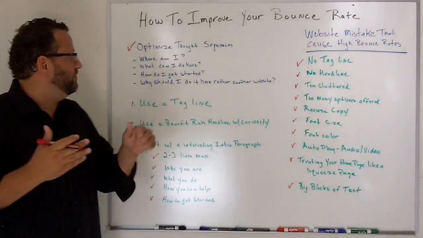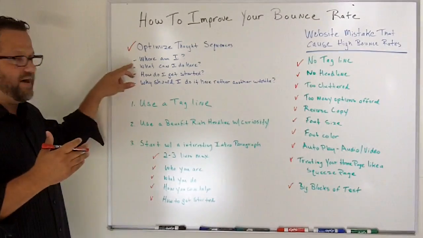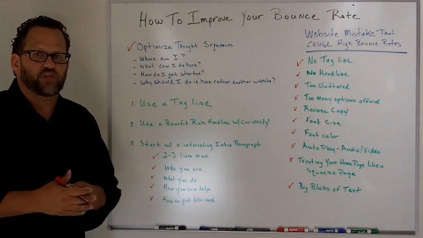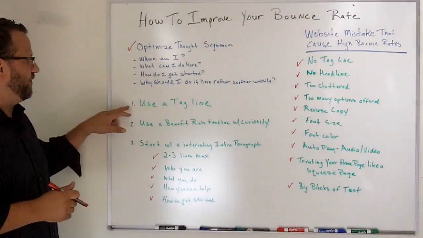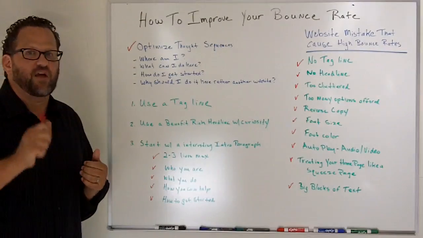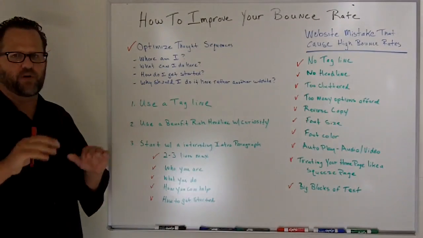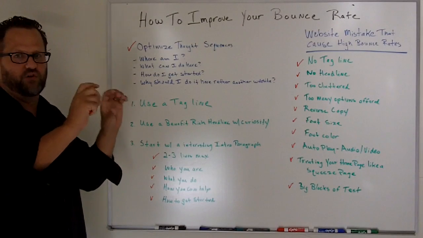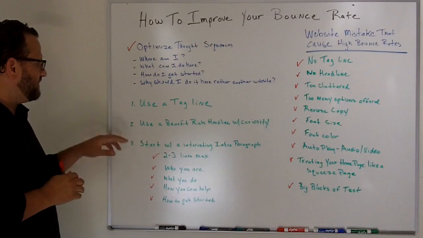So what can I do? Where am I? What can I do here? And how do I get started? And why should I do it here? Those are the thought sequences that you want to optimize for. And using a tagline is a great way to do that. I typically put my tagline on the left side of the header, right underneath my logo, so it's pretty easy to find.